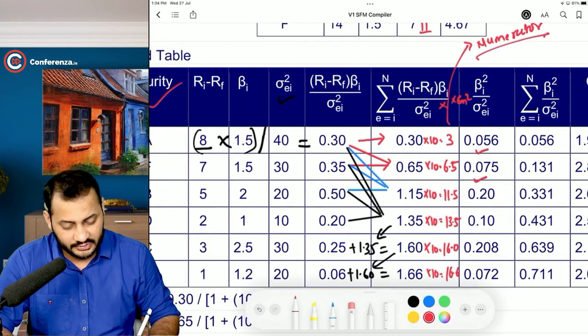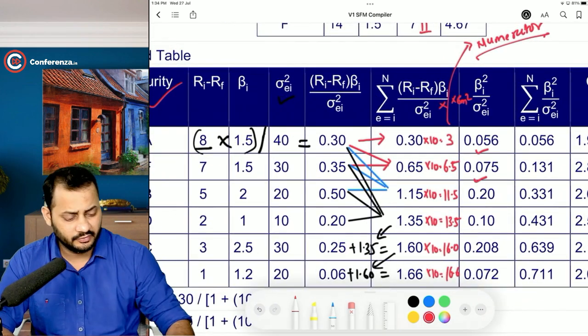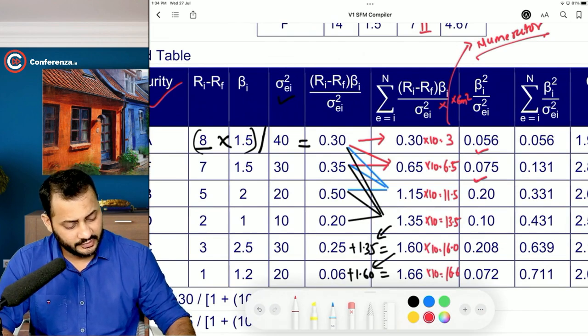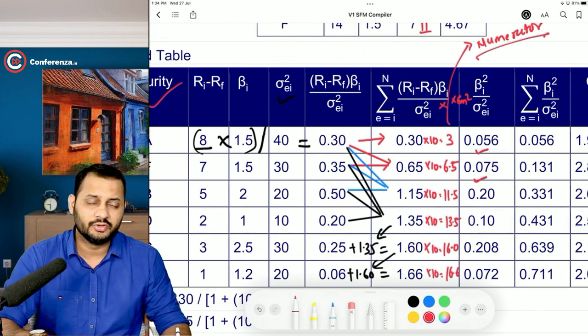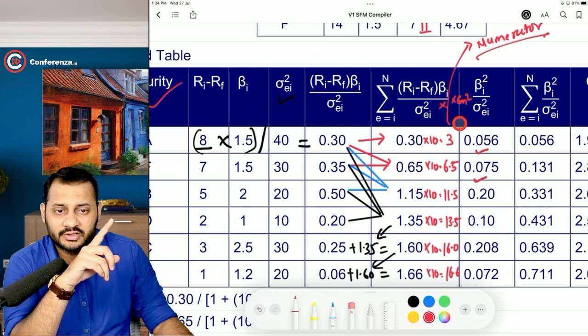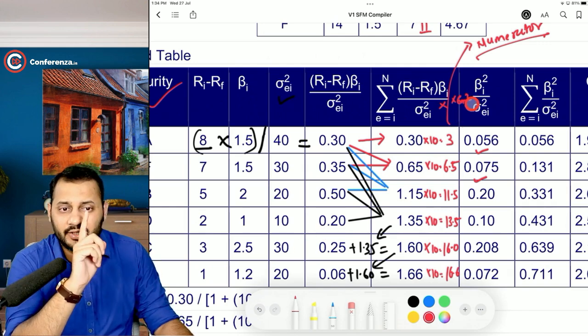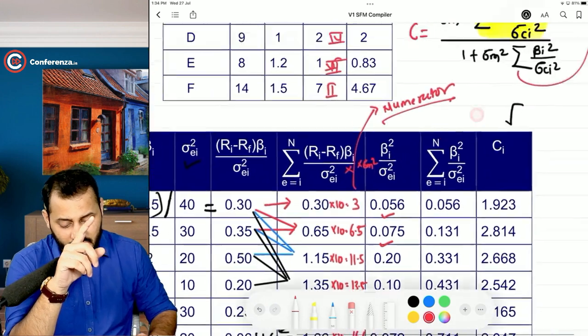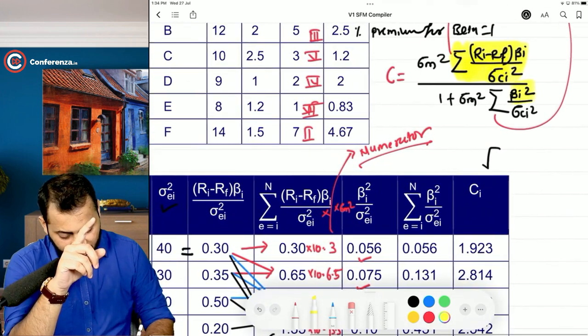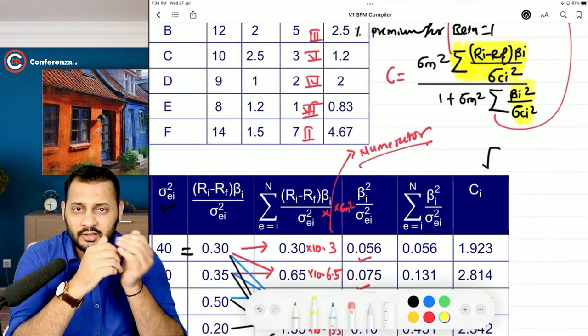These are going to be the answer. You can just try doing it. 1.5 square divided by 40, so it goes to 0.056. Okay, so this is the beta I square divided by standard deviation of EI square. Now we are done with this step.